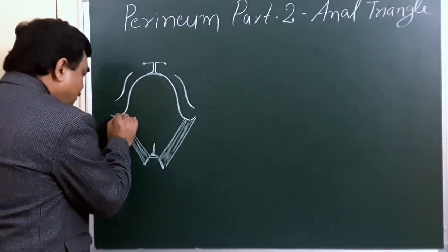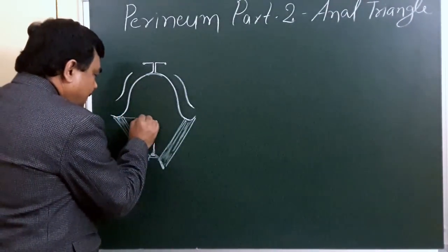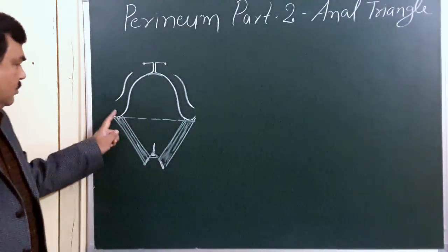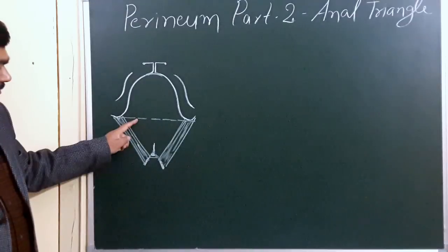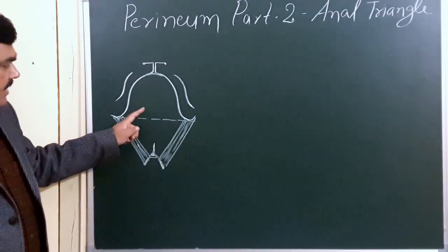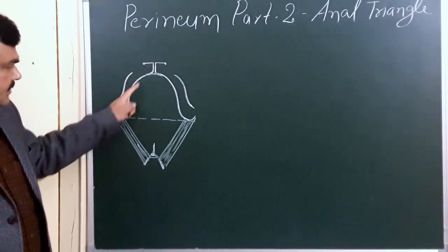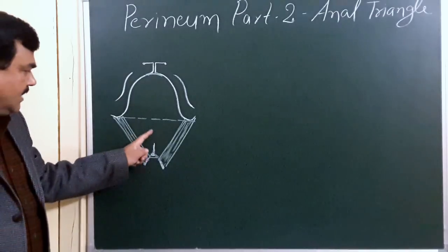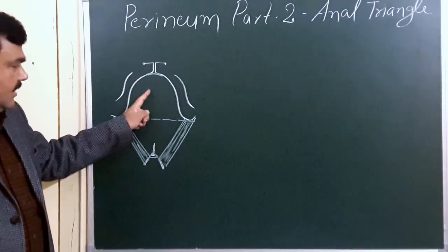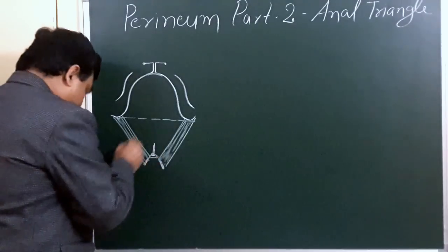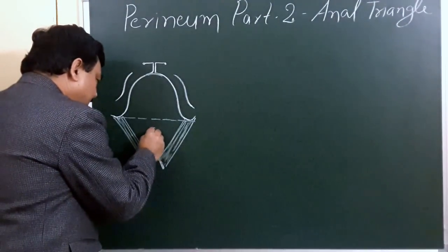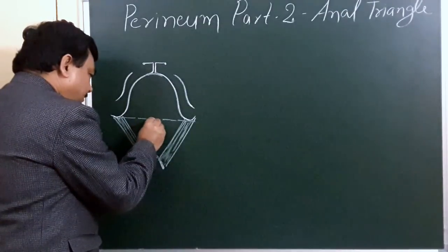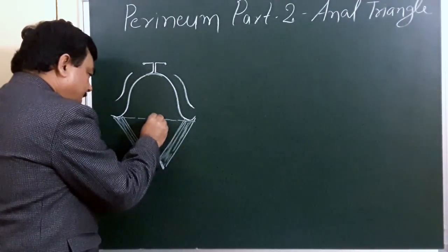This perineum is divided into two triangles by a horizontal line, which passes anterior to the ischial tuberosity. By this line, the perineum is divided into the anterior region, that is the urogenital region, and posteriorly, the anal region or anal triangle. Here the anal canal is present. Here is the position of the perineal body.